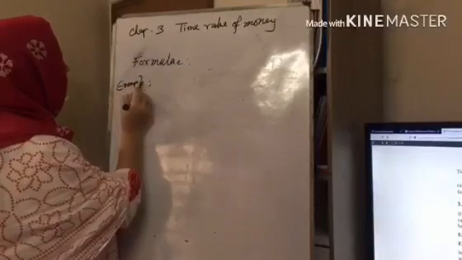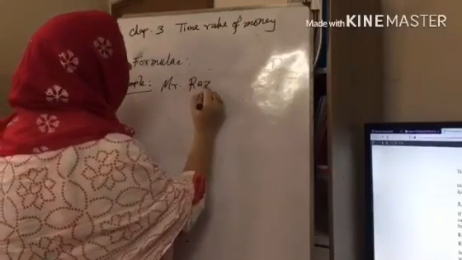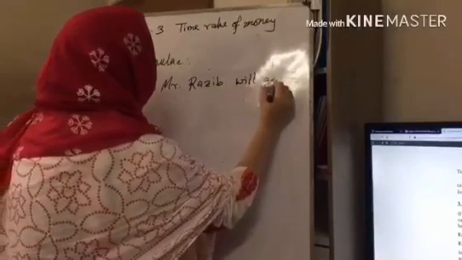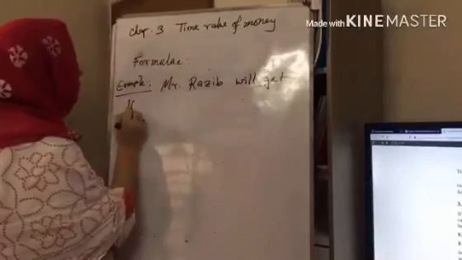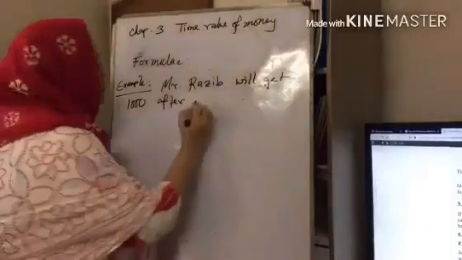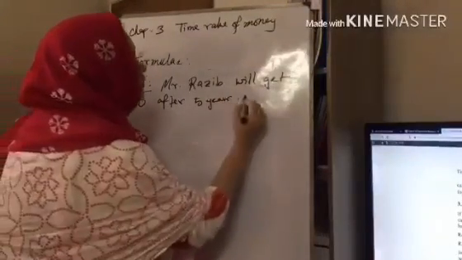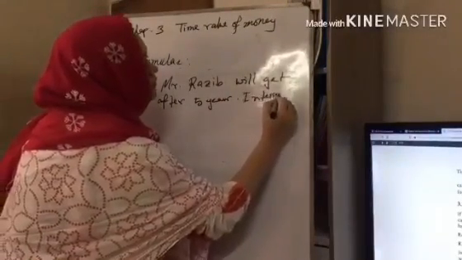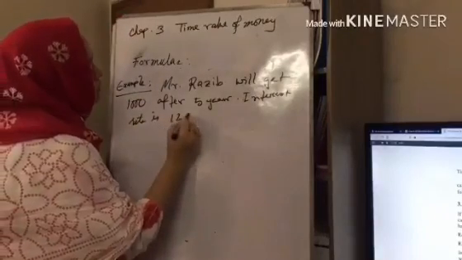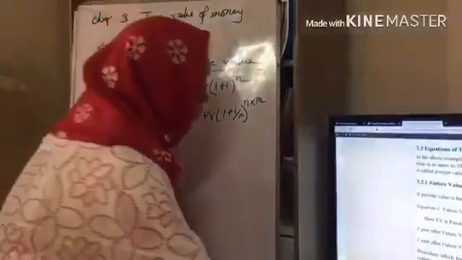Example: Mr. Rajiv will get 1000 taka after 5 years. Interest rate is 12% annual.